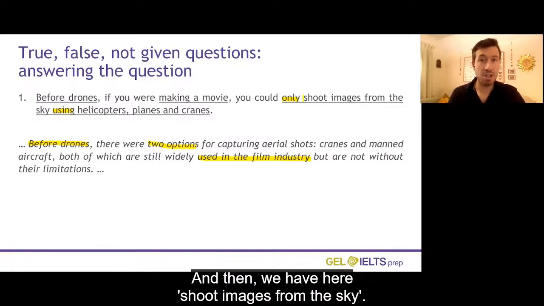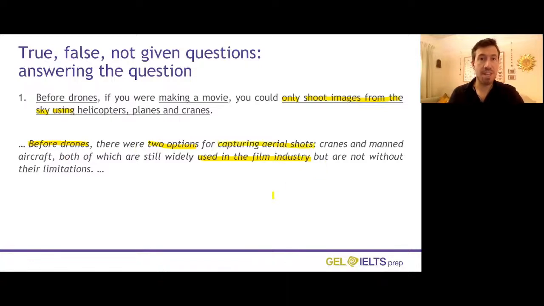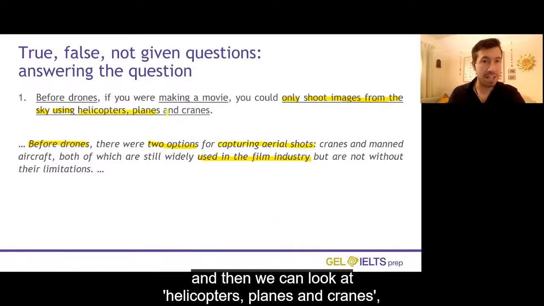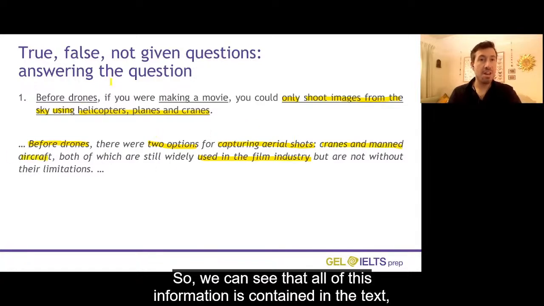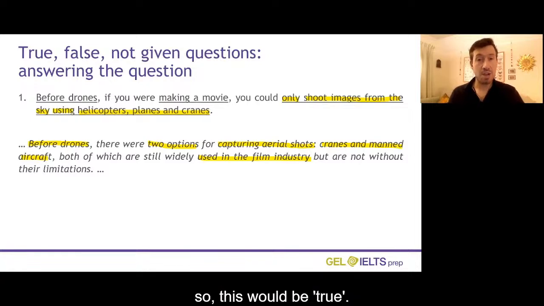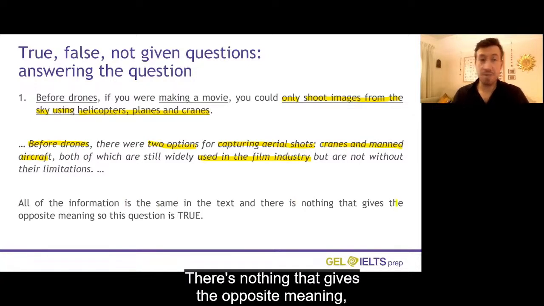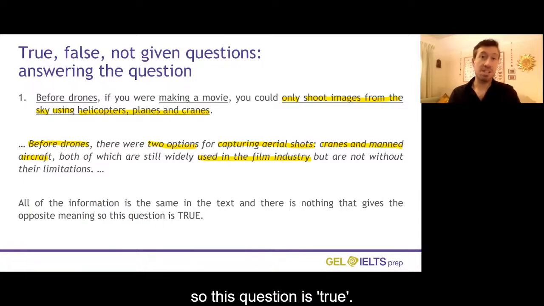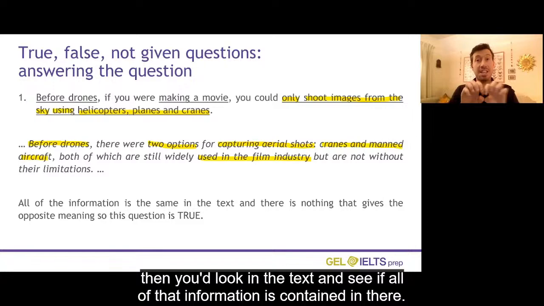And then we have here shoot images from the sky. And again, we can see here we've got capturing aerial shots. And then we can look at helicopters, planes, and cranes. And here we've got cranes and manned aircraft. So we can see that all of this information is contained in the text. So this would be true. As we see here, all the information is the same in the text. There's nothing that gives the opposite meaning. So this question is true. And that is how you would answer it. First, you'd highlight the keywords, then you'd look in the text and see if all of that information is contained in there.